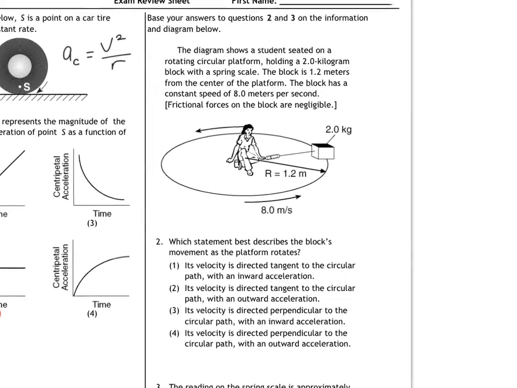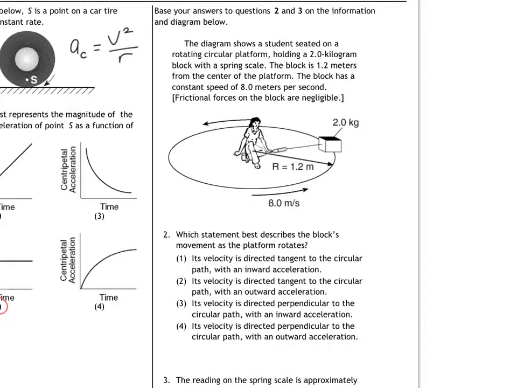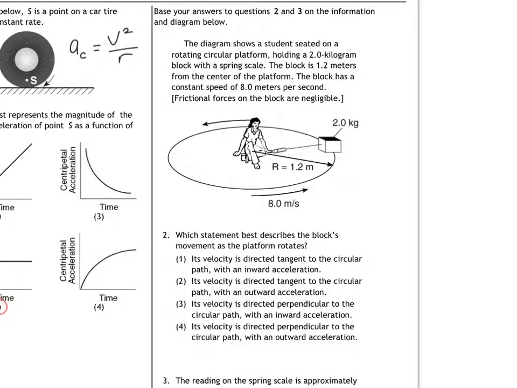Alright, number 2 is right here. We're basing our answers to 2 and 3 on the information in the diagram below. This diagram shows a student seated on a rotating circular platform, holding a 2 kilogram block with a spring scale. The block is 1.2 meters from the center of the platform. So, spring scale, 1.2 meters, 2 kilogram block. The block has a constant speed of 8 meters per second.